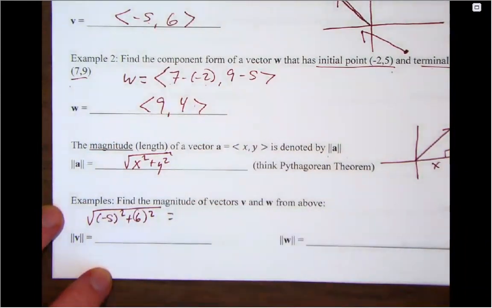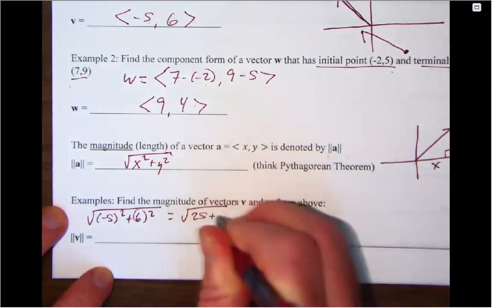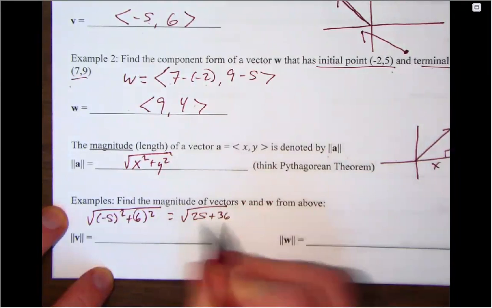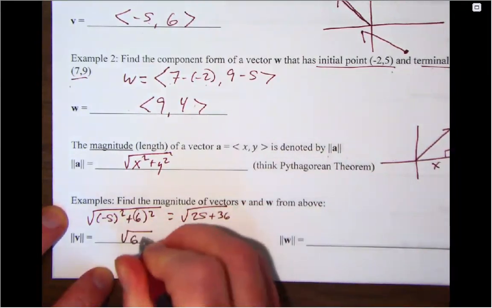And for heaven's sakes, please do not tell me that -5 squared is -25, because it ain't. It's always going to be a positive. So it would be 25 plus 36. When you add those together, it's 61. You can leave it as root 61 for all I care.